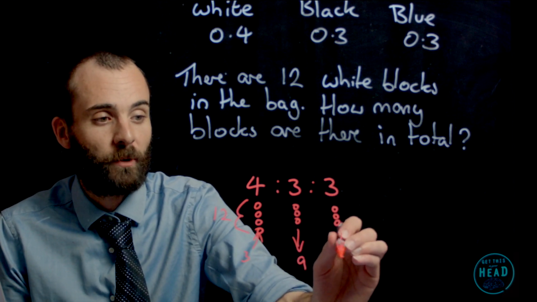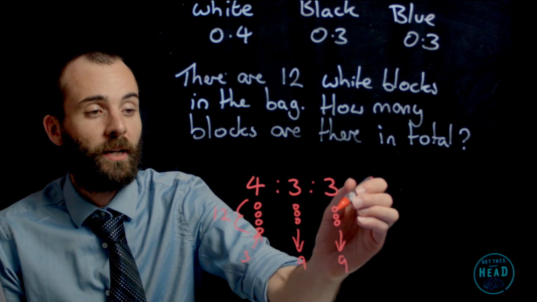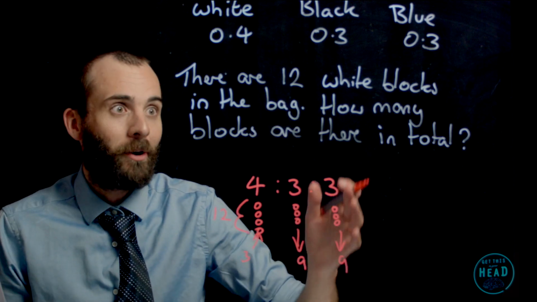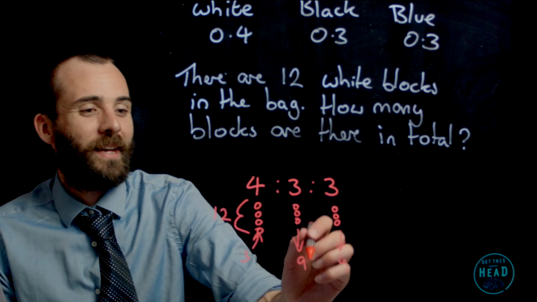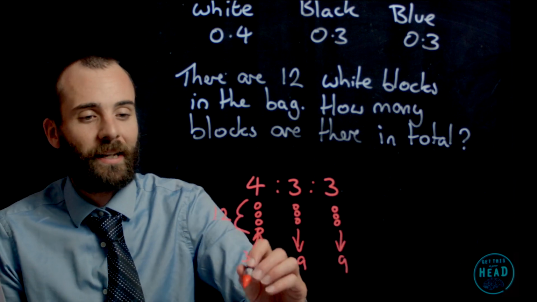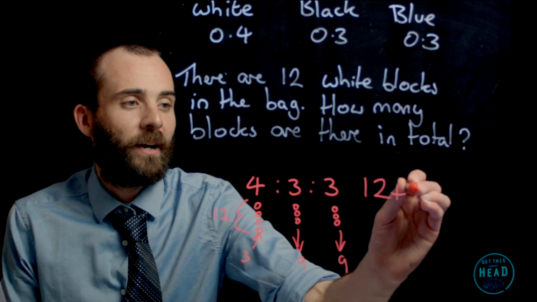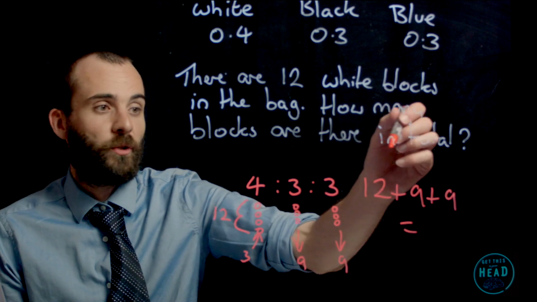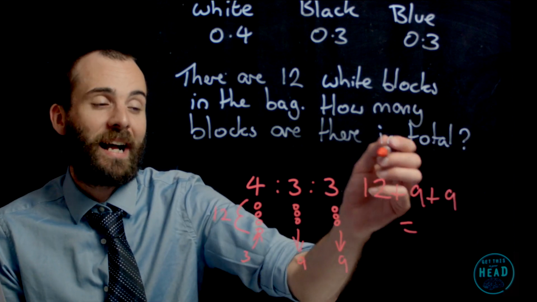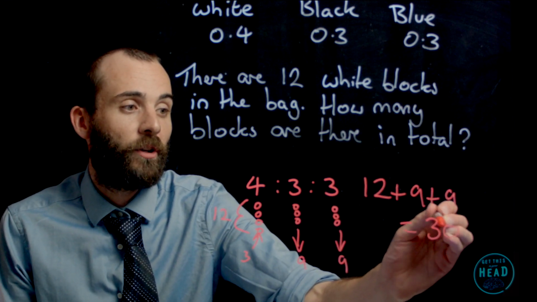Again, this whole section must be worth 9 because each blob is worth 3 blocks. So I've got 12 here, 9 here, 9 here. I can add those all together. 12 add 9 add 9. We'll do the 9 add 9 first, get 18, add the 12, total of 30.